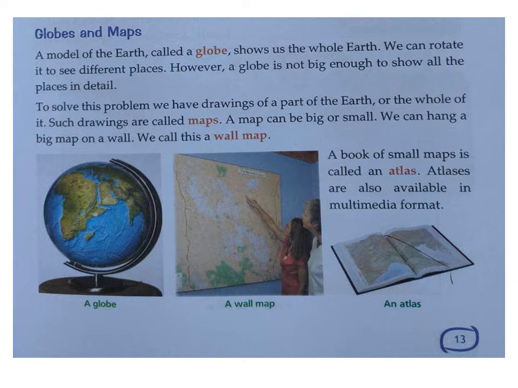Next, when we keep different or various maps together, they make a book. This book is called an atlas. Atlas means the collection of maps. The atlas is a kind of book which is the collection of maps of the different parts of the earth. Got it? Atlases are also available in multimedia format nowadays. You can see in the picture here an atlas book, a wall map and a globe.